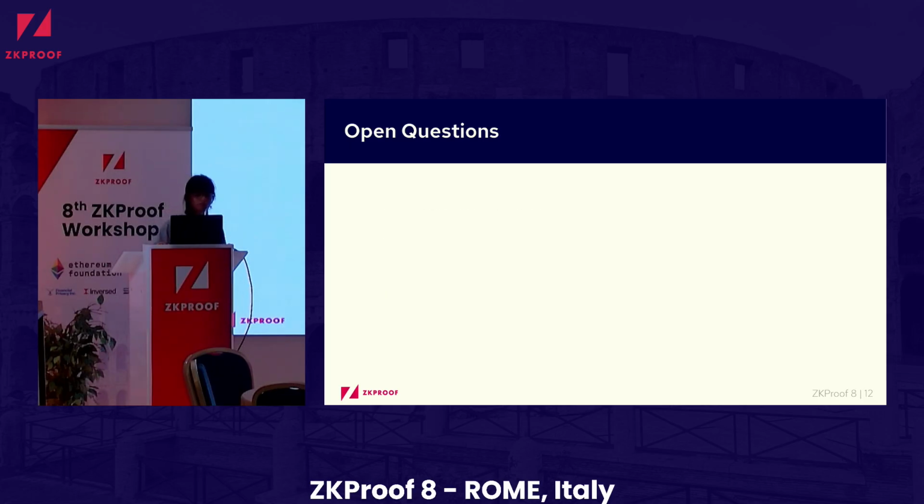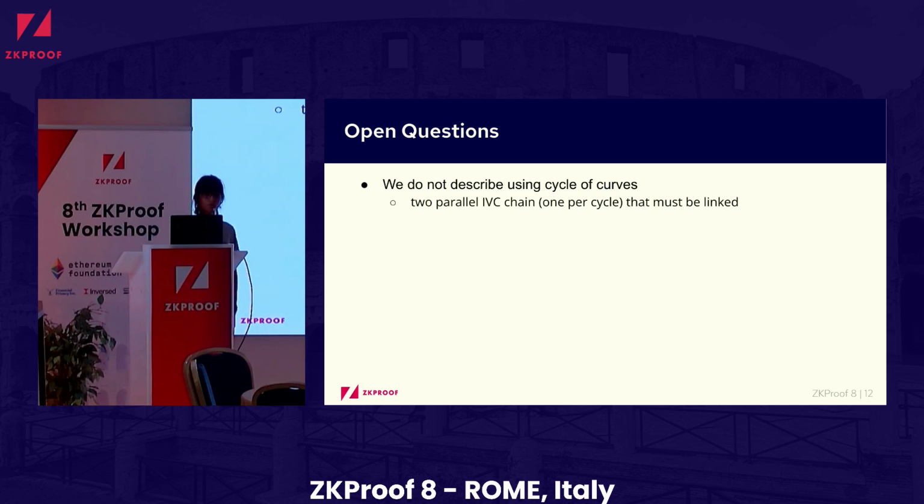And finally, one open question that we can think about is that what we did in this paper was very general: we just assume a general circuit that can take care of group operations. However, what we would do is probably something like a cycle of curves to implement IVCs. And it would be important to see concretely what happens when you use this. For example, one thing that would happen is that you would have two parallel IVC chains that have to be now linked together when you do this computation.